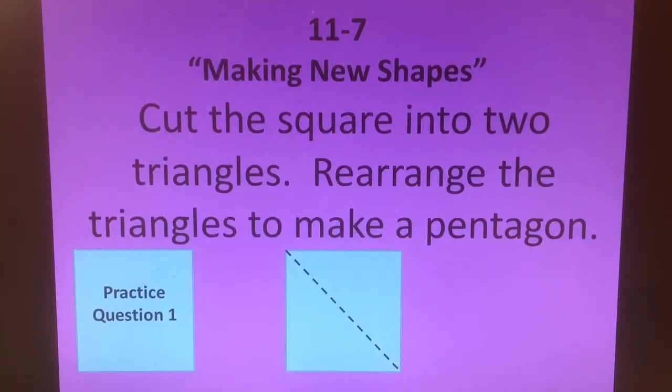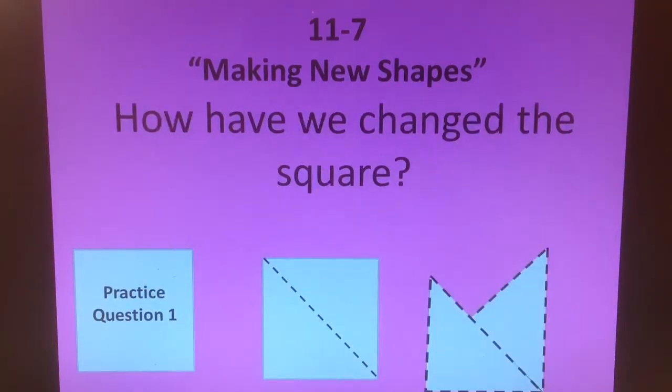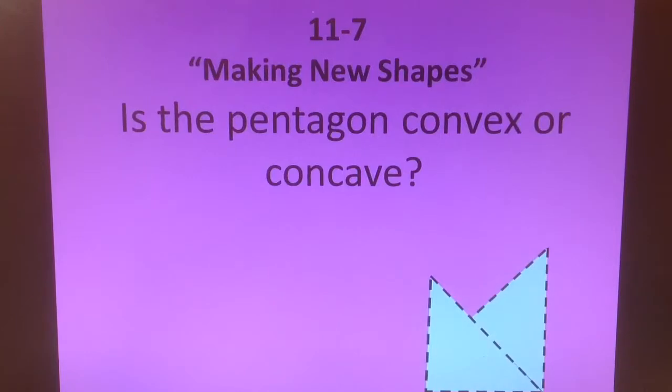Okay, so you cut, and that's what your pentagon could look like. It is a concave pentagon, because one of the diagonals could be drawn outside the shape. We call it concave if a diagonal could go from one corner to another corner of the shape outside the shape.